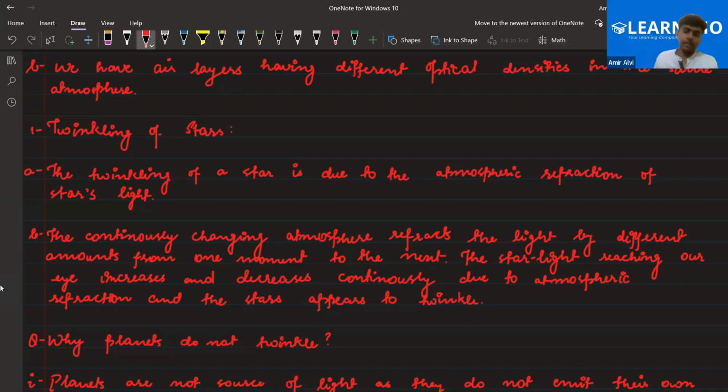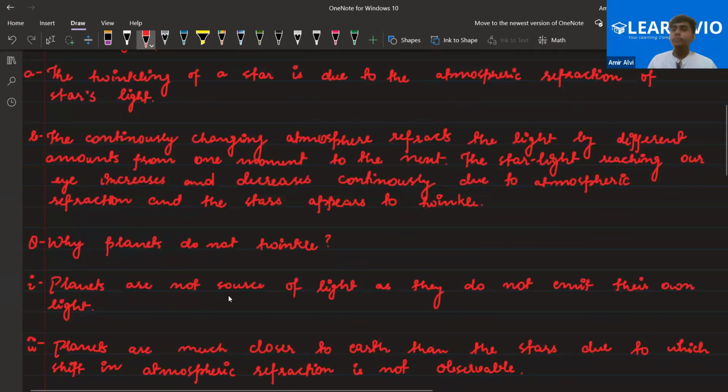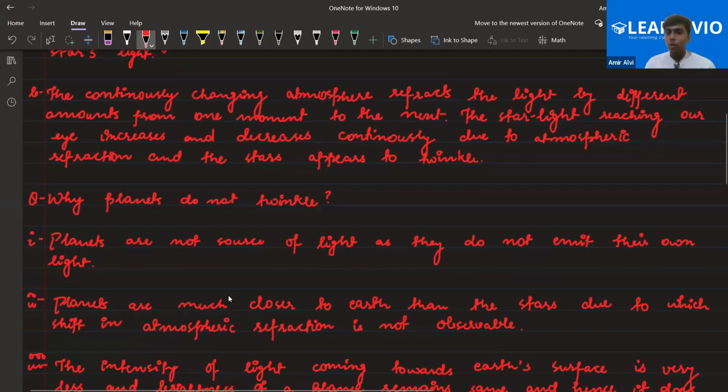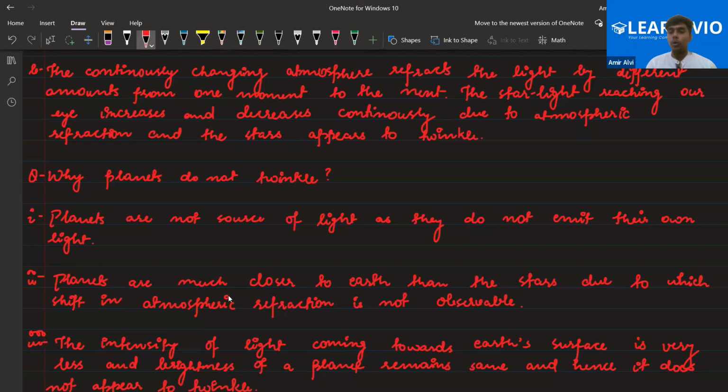That's good. The next thing is, why do planets not twinkle? Same thing. First of all, planets are non-luminous objects. Second, they are much closer to the Earth, so the refraction occurring in the atmosphere is not observable that much. Planets are not sources of light as they do not emit their own light. Second, planets are much closer to Earth than the stars, due to which the shift in atmospheric refraction is not observable at all.